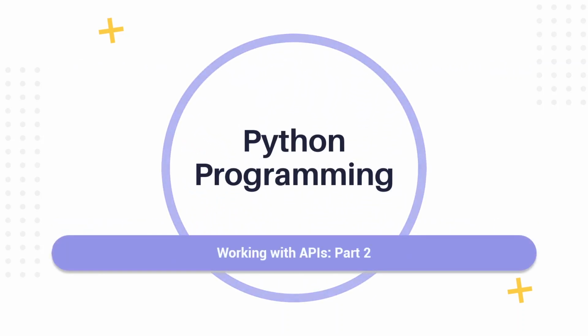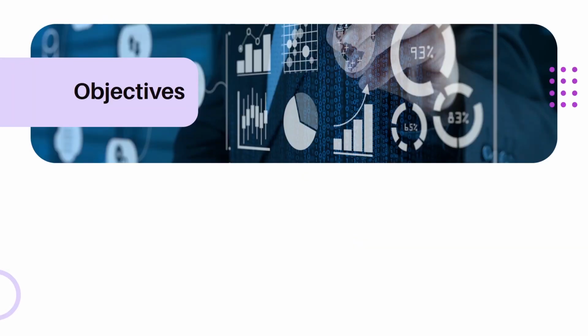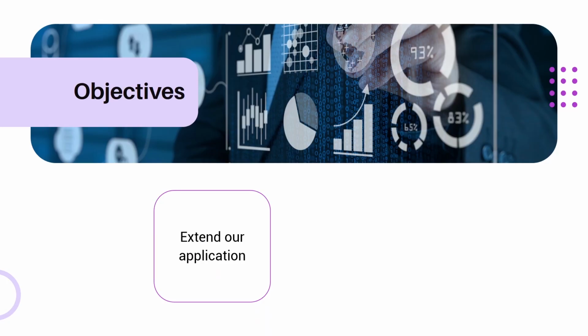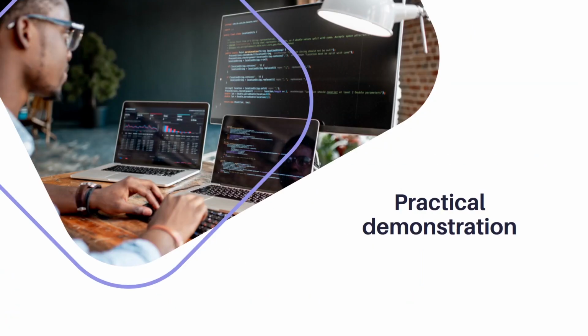In our previous lesson, we delved into the world of working with APIs in Python programming. In today's lesson, we're going to extend the functionality of our Python program with additional methods. Now, the objectives for today's lesson are as follows. We'll first extend our application with new methods as mentioned before, and these methods include the put, the post, and the delete methods when working with APIs. So, without further ado, let's dive right into our practical demonstration.